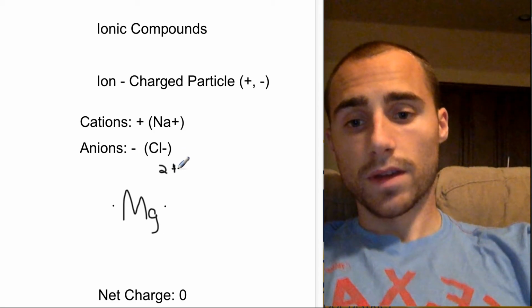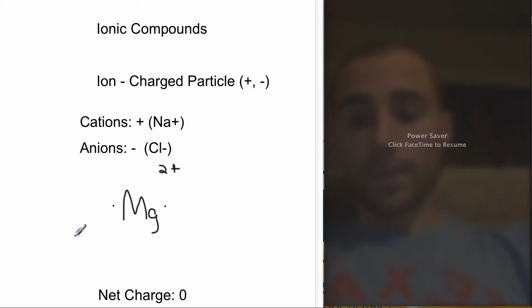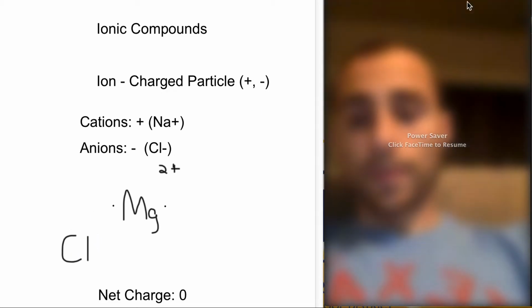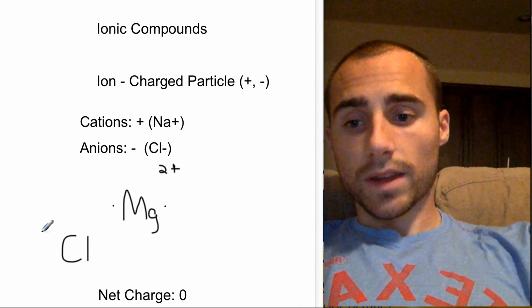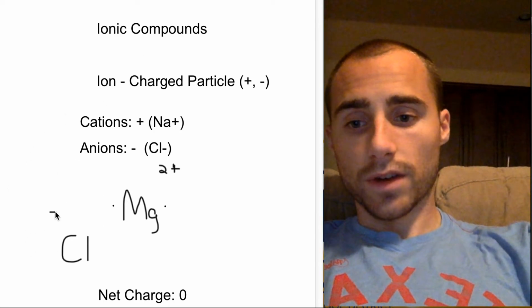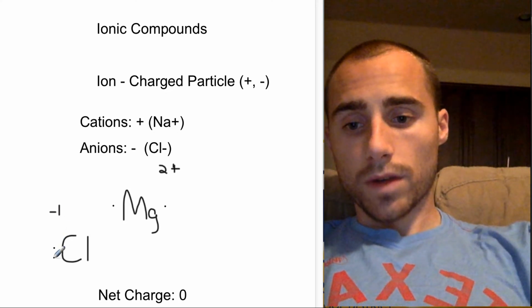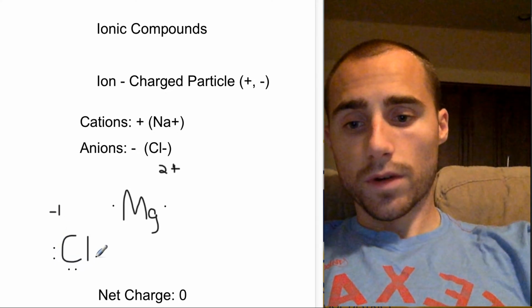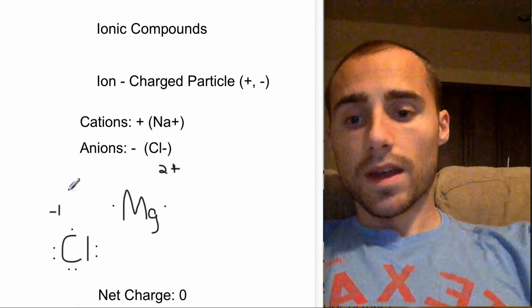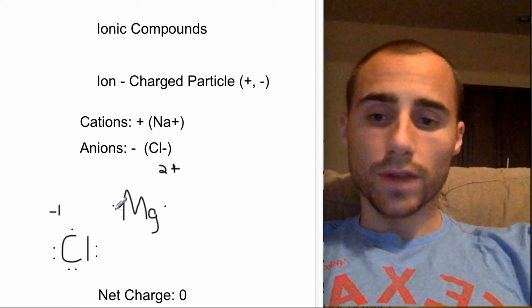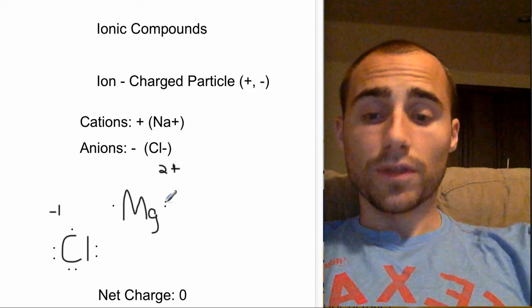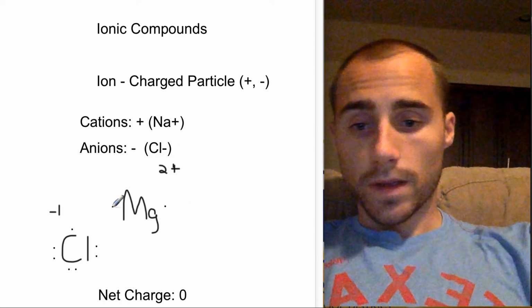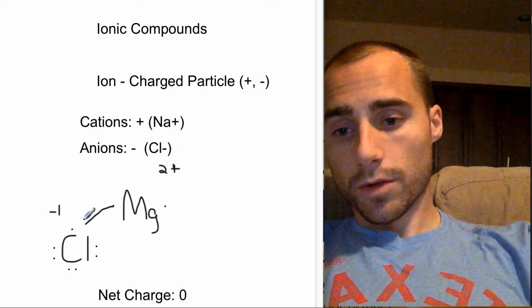So 2+. We'll use Cl again. So find Cl. Cl, you know it has 7 valence electrons. So it's eventually, when that time comes, it's going to have a -1 charge, right? So 1, 2, 3, 4, 5, 6, 7. This will have a -1 charge because it's only going to take 1 electron from magnesium. Magnesium will have a 2+ charge because it needs to give away 2. So it's going to give away 1 right here to chlorine.